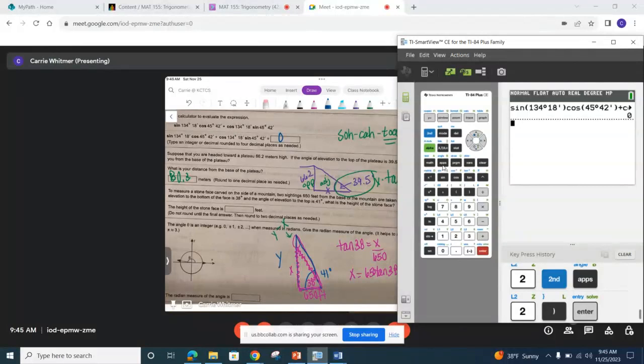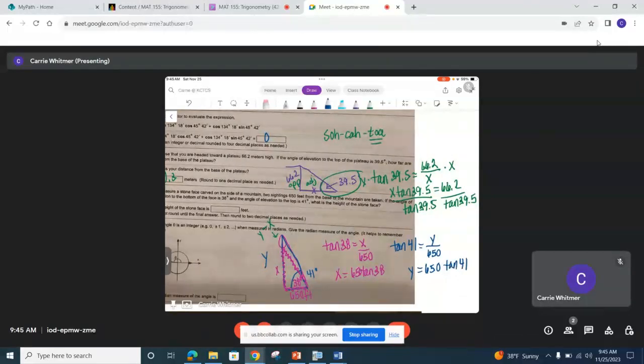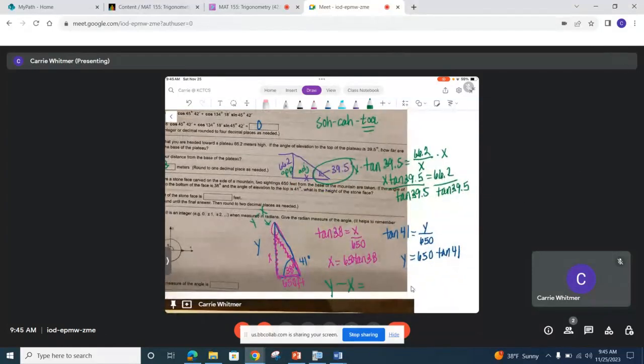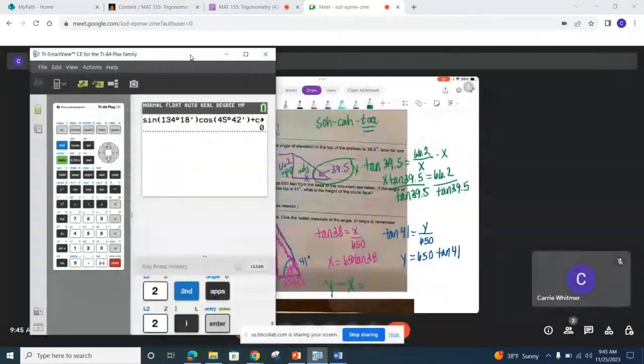Then the blue triangle, I'm going to move my calculator here so you can see. I'm going to say the tangent of 41 is equal to y over 650. So y will be 650 times the tangent of 41. We want to find y minus x to get the face. So I'm going to type in 650 tangent 41 minus 650 tangent 38. If I can move this over here, there we go.